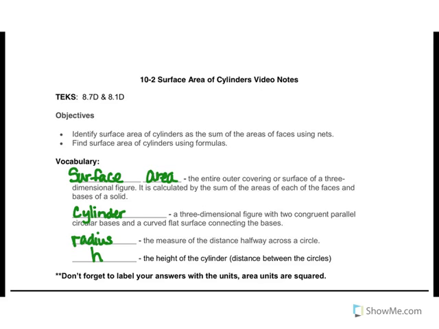In our formula, we will have the letter H because the H represents the height of the cylinder. You would know which number represents the height because it will be the number that is in between the two circles. Don't forget to label your answers with the units. Area units are squared, so that means your answer should have an exponent of 2 with the units.